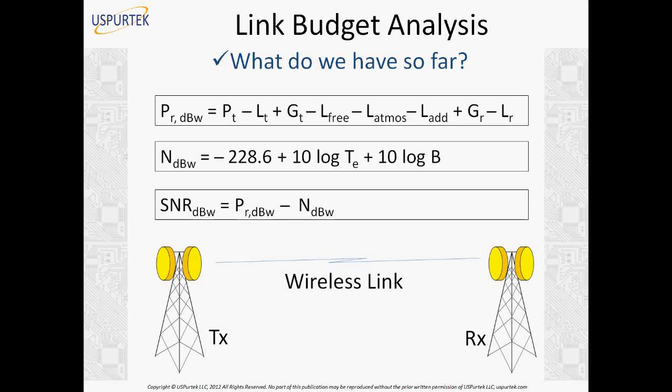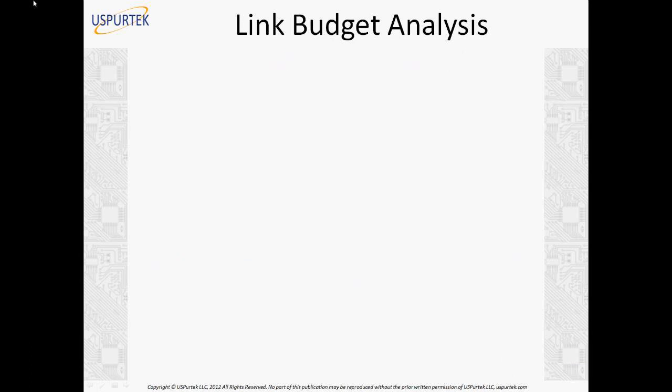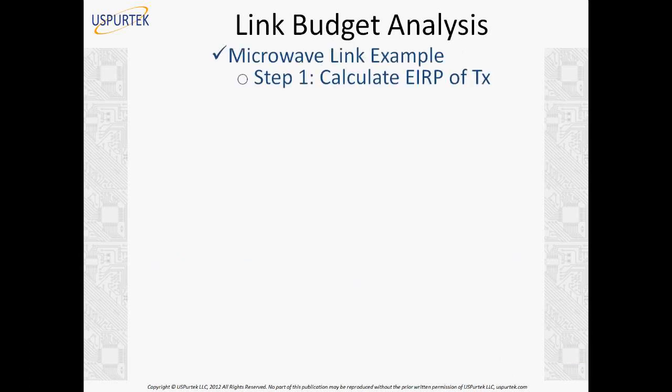What do we have so far? We arrive at a signal to noise ratio in dB, which is just the difference in dB of PR and N, the received power level and the noise power at the receiver. And that's it. That completes our calculations. Now let's go through an actual example. We'll quickly go through this microwave link example.